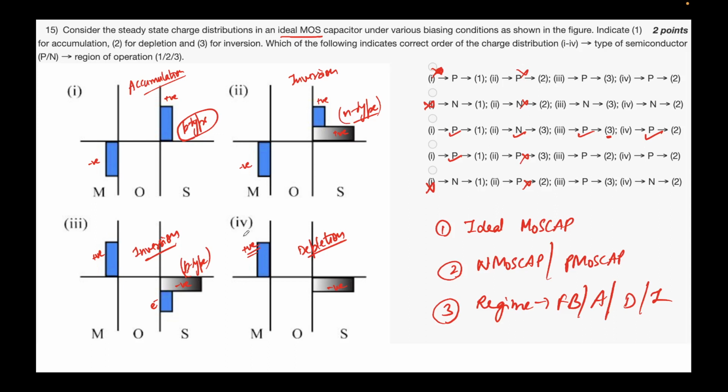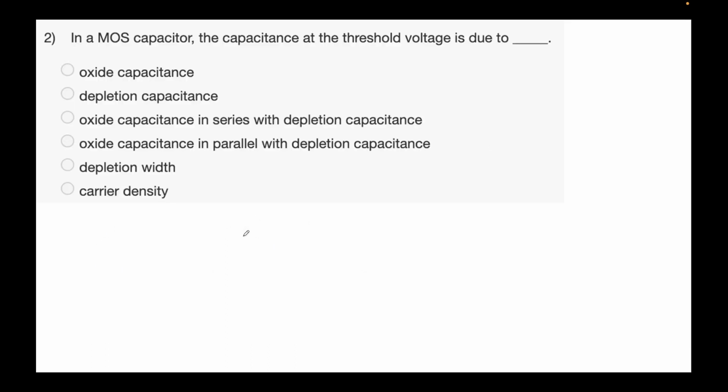Okay, so moving on, what we have is a fairly straightforward question here. In the MOS capacitor, the capacitance at the threshold voltage is T2. So we had discussed this term, threshold voltage. This is the voltage we defined at which we say that strong inversion has started. So we'll see what we mean by that. And again, when nothing is given, I'll assume it's an ideal MOS capacitor. Okay. So first we need to understand how the MOS capacitor can be modeled.